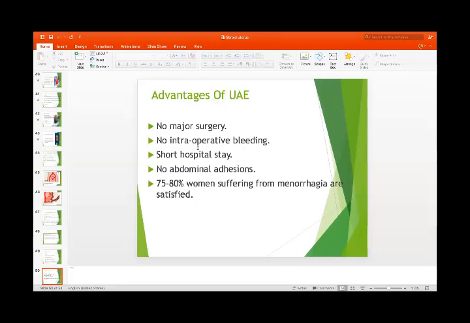Advantages over surgery: no surgery is required, no intraoperative bleeding, shorter hospital stay, no abdominal adhesions, and 75 to 80% of women suffering from menorrhagia are satisfied.